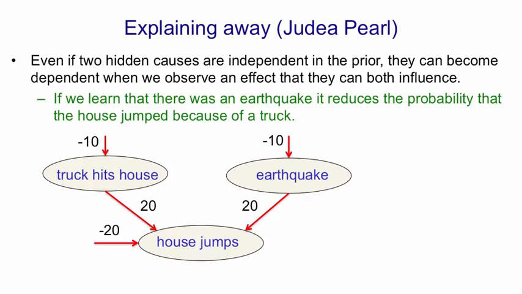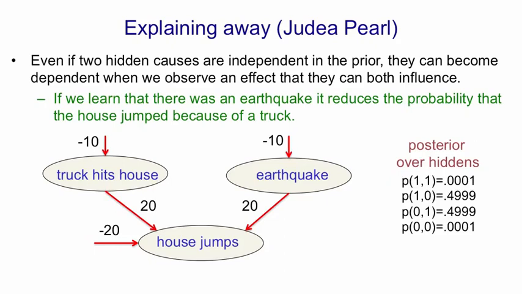So, assuming there was an earthquake reduces the probability that the house jumped because a truck hit it, and we get an anti-correlation between the two hidden causes when we've observed the house jumping. Notice that in the model itself, in the prior for the model, these two hidden causes are quite independent. So if the house jumps, there's basically an even chance that it was because of a truck or because of an earthquake. The posterior actually looks something like this.